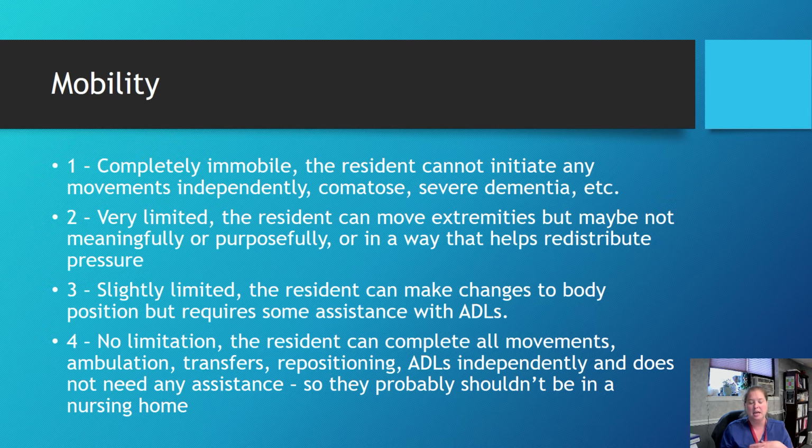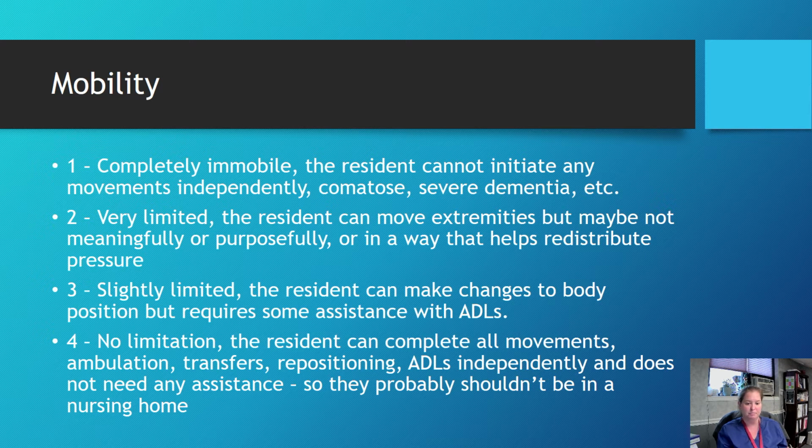And the movements that they can do don't help redistribute very much pressure. So if a resident can't shift in their chair, like side to side, or really do anything that would alleviate pressure on a certain part of their body, if they can't lift their leg up independently by themselves to get that heel off the bed, if they can't switch from side to side in their wheelchair, that would be a very limited mobility rating. Slightly limited would be residents who can make changes to their body position, but they still require assistance with ADLs and transfers.